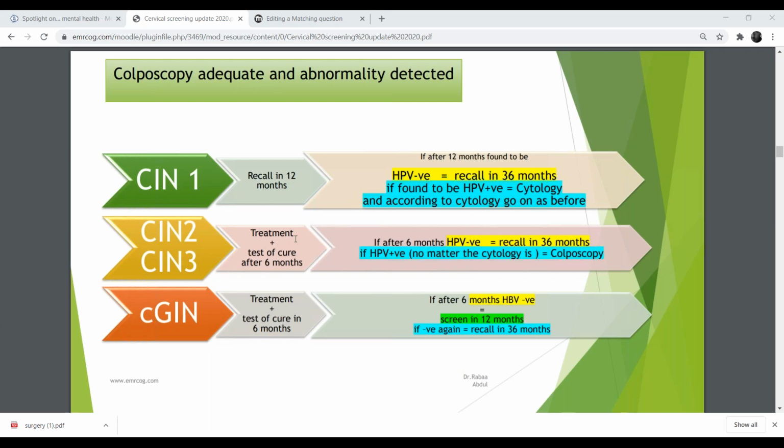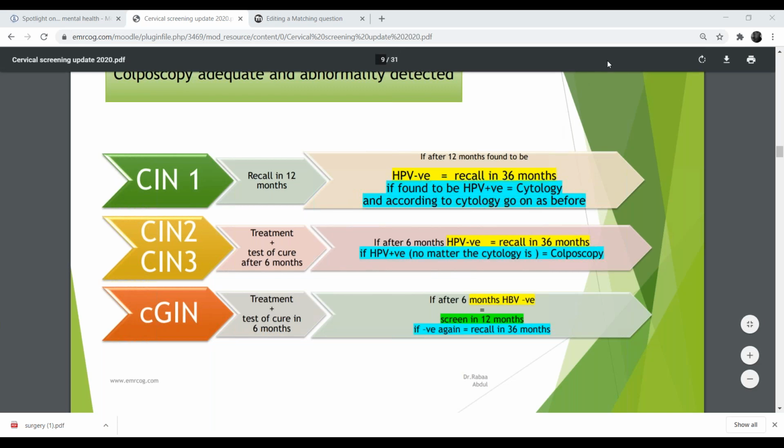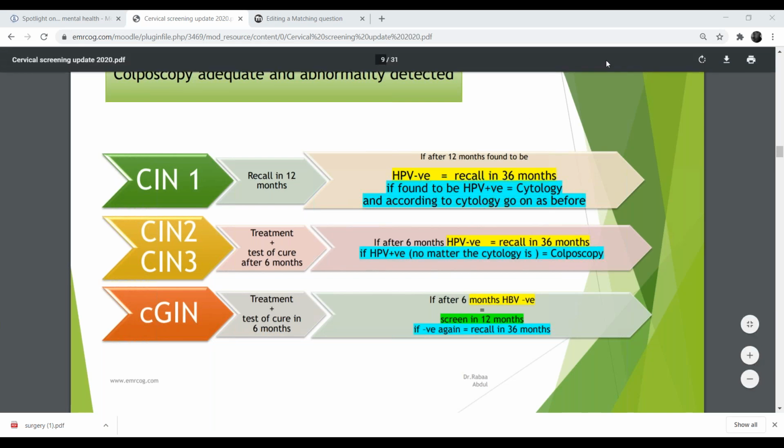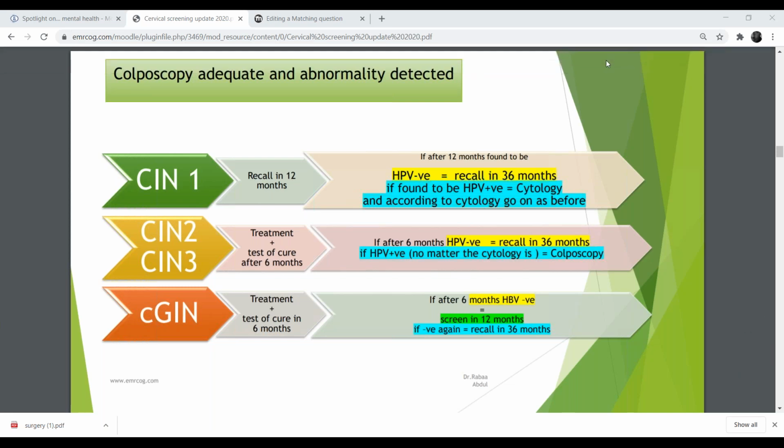CIN2 or CIN3: offer treatment, offer test of cure after treatment at 6 months, and if after 6 months HPV came negative, recall in 36 months. If HPV came positive, you will do a reflex cytology, but no matter what the cytology is, you will offer colposcopy. CGIN means offer treatment to this patient, means high risk of recurrence, means you will need an extra step in the follow-up: offer treatment, test of cure at 6 months, and if the HPV came negative, do a rescreen in 12 months, and if negative, do a recall in 36 months or 3 years. So the frequency of recall of treated CGIN, if everything is normal, is 6 in 12 in 36.